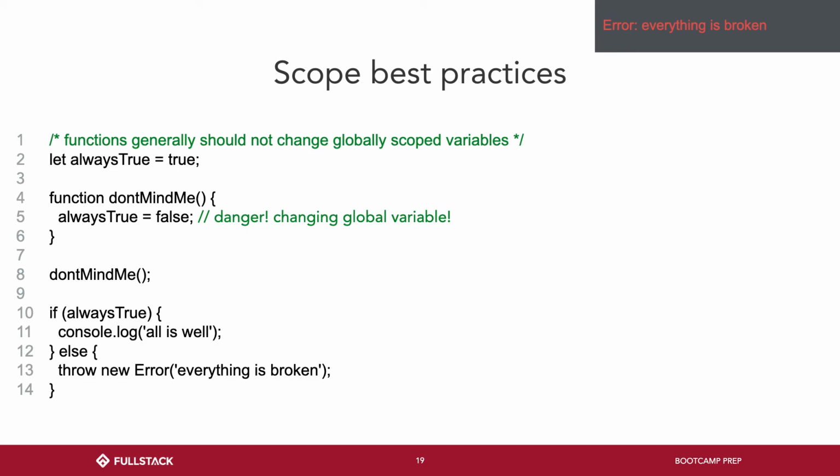So, functions generally should not change globally scoped variables, okay? We have this alwaysShouldBeTrue variable up here, but this function, dontMindMe, is just going to change it to false. Then when we invoke dontMindMe, we have a check somewhere down our line that says all is well, otherwise we throw an error and everything is broken. So we get "everything is broken", because we changed that global variable.